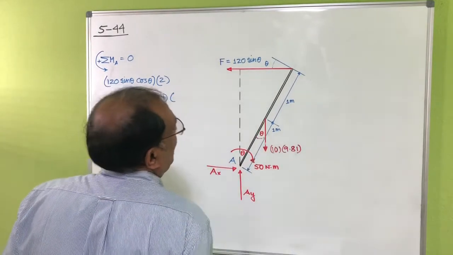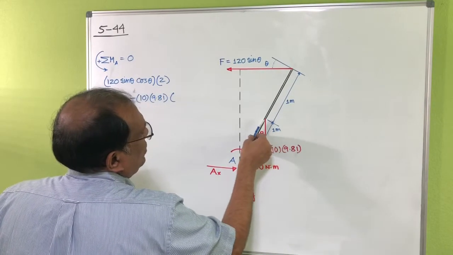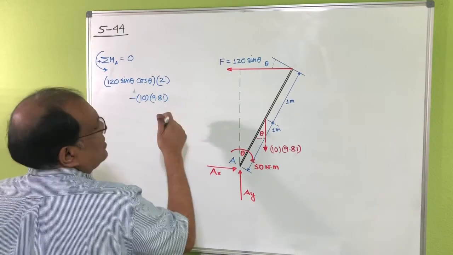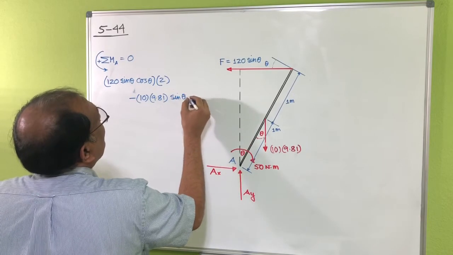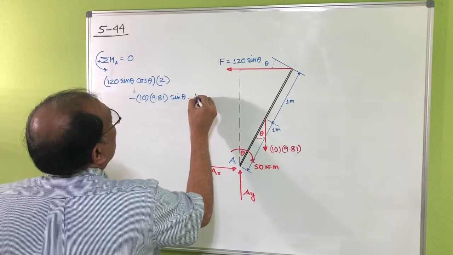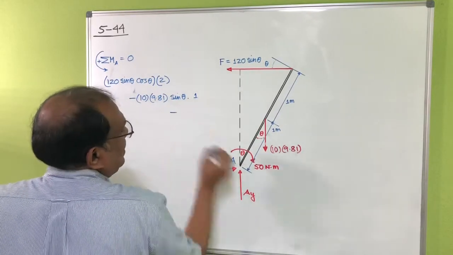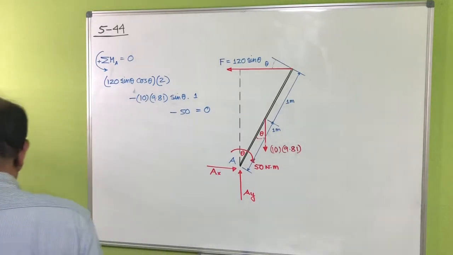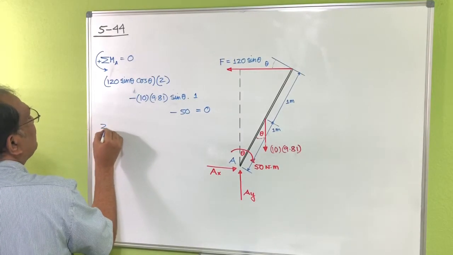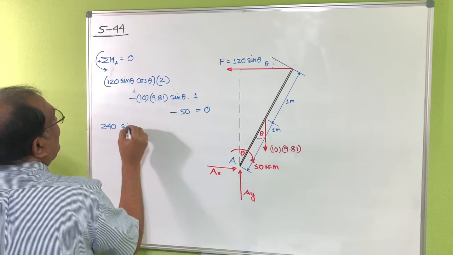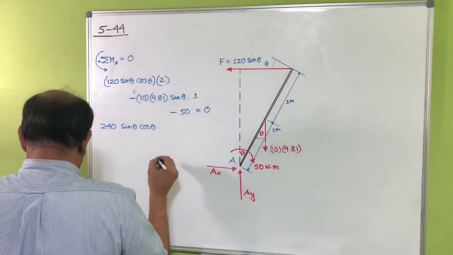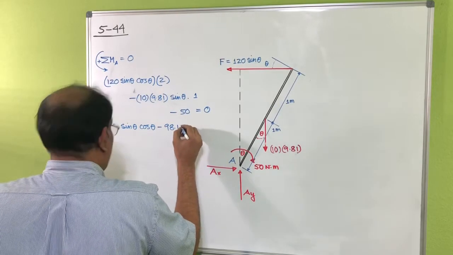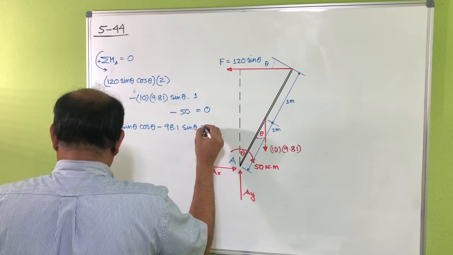And the distance from here to here, you can take the component of that force this direction and this direction, right? So the cosine one will actually pass through point A, so I'll just say the sine theta, and then multiply that one with the distance from here, which is 1 meter, okay, and minus this 50 Newton meter is actually 0. So you can see that's 240 sine theta cosine theta minus 98.1 sine theta actually equal to 50.